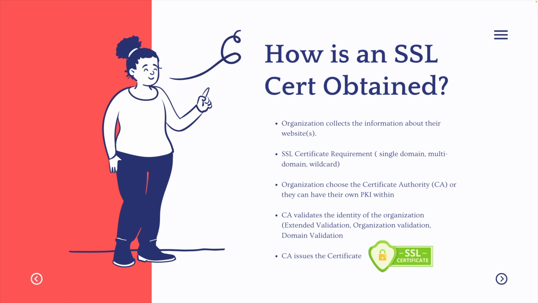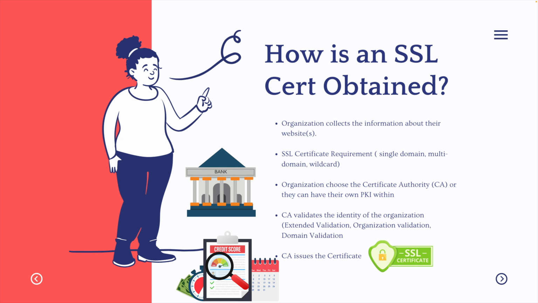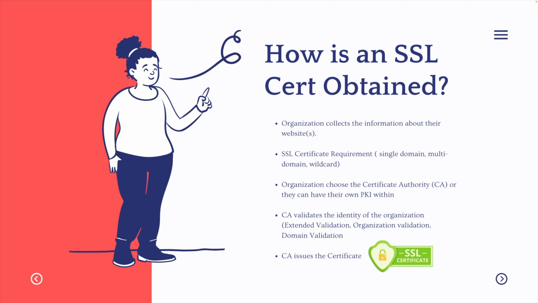Once the requirement is defined, the CA, or certificate authority, is contacted. Some companies run their own public key infrastructure within. In that case, whoever is requesting the certificate will contact their PKI department. Next, the CA will validate the identity of the organization. Think of the CA as a bank. A bank will not issue you a loan until they verify your history, such as credit history or criminal record.